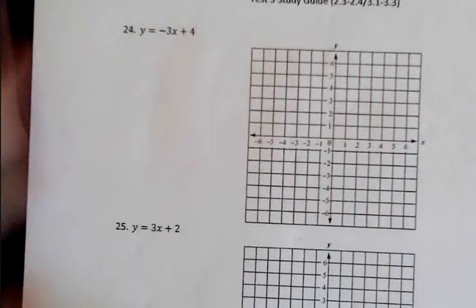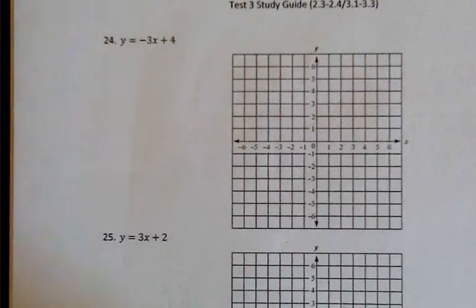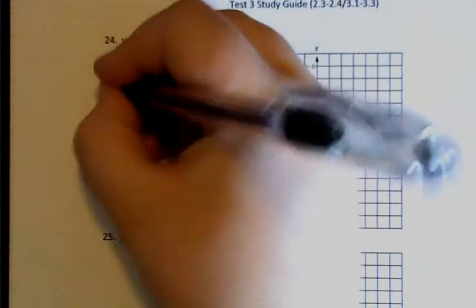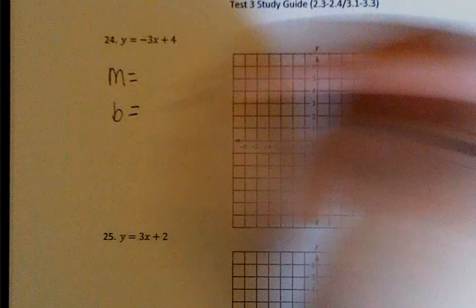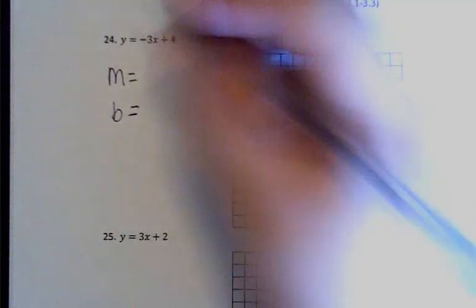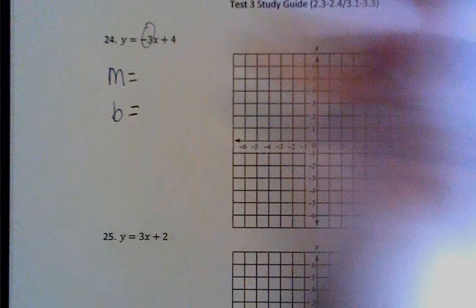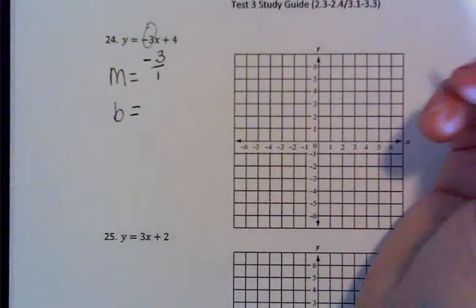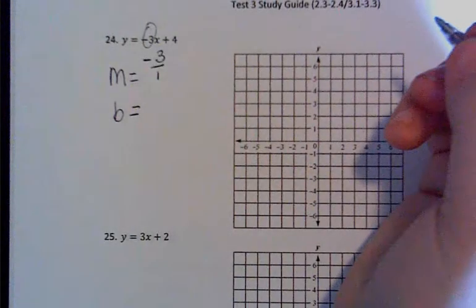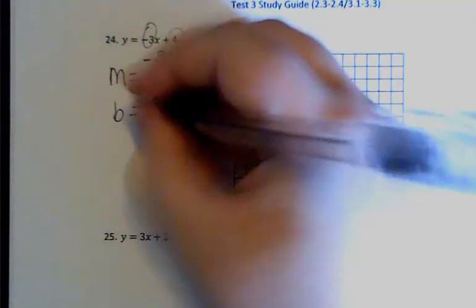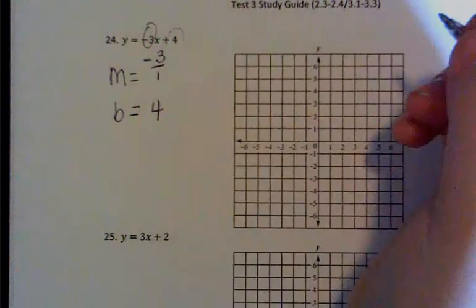So on problem number 24, they've already put our equation in that slope-intercept form. So I've got y equals negative 3x plus 4. You've got your m equals and your b equals. So your m is your slope. Slope is always the number in front of the x, so it would be negative 3, and then you would put it over 1 for the rise over run. Okay? Then your y-intercept is always the number by itself, which was a positive 4 in this case.